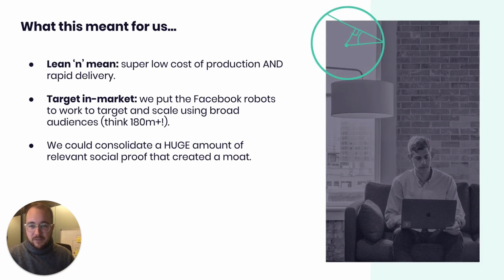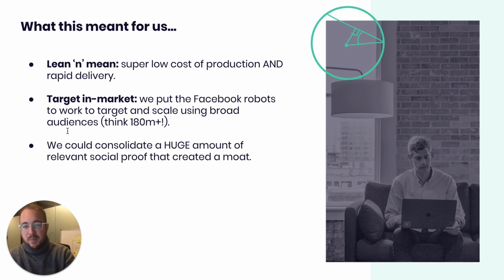All right, what this meant for us. As you would have seen, it wasn't polished. It wasn't that pretty. It was just a bunch of videos that people had filmed themselves. So it was lean and mean, super low cost of production and rapid delivery. Doing a large budget production can take 6 months. It takes a long, long time. Or even in cases where it doesn't take a huge amount of time, it can be quite expensive.